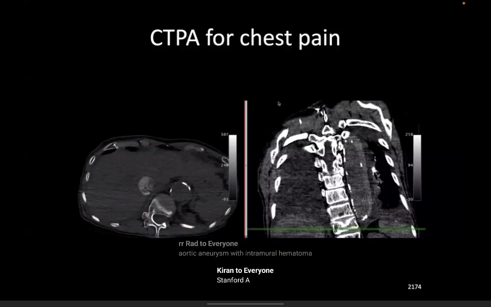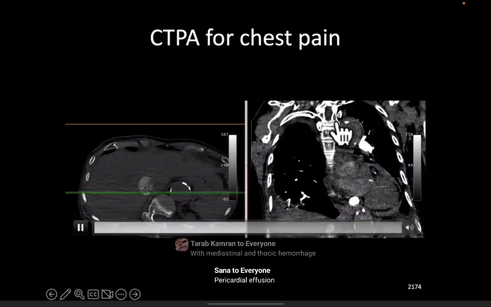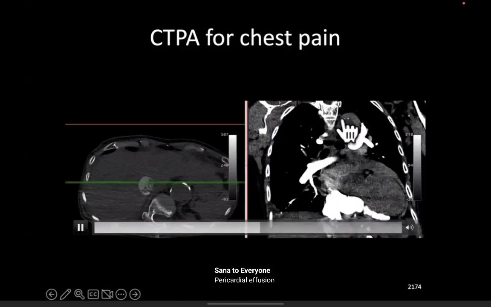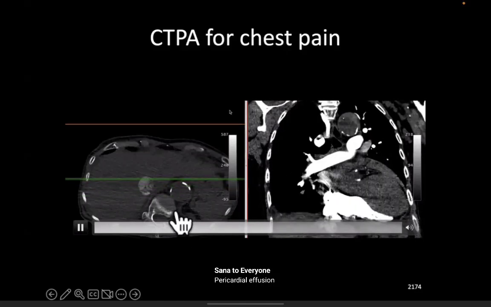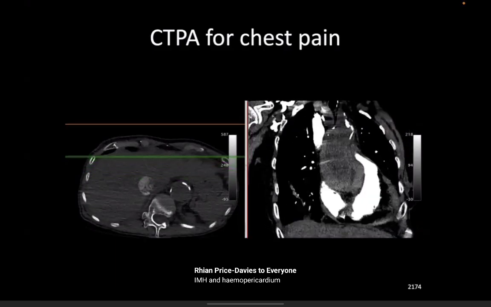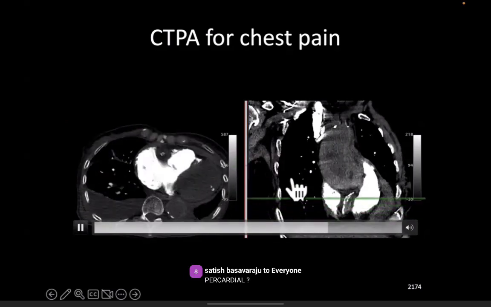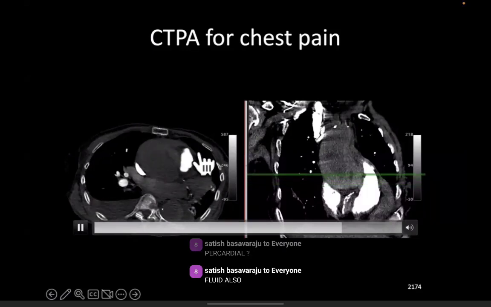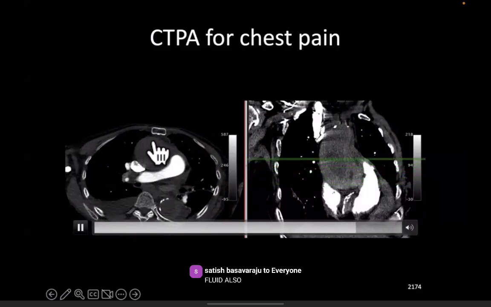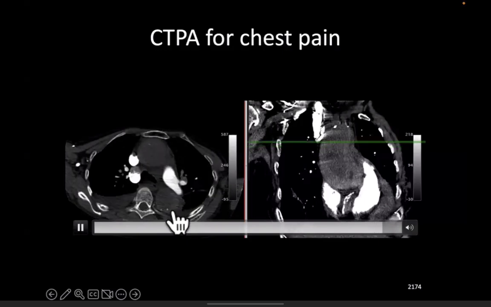Yeah, so this is an intramural hematoma. It's a Stanford type A, and it's extending from the ascending aorta right down to the aorta in the upper abdomen. You can see it's involving the aortic root with a hemopericardium. And we've got SVC obstruction because of the hemopericardium and the ascending aortic dilatation. And there's the intramural hematoma with medial displacement of the intima.